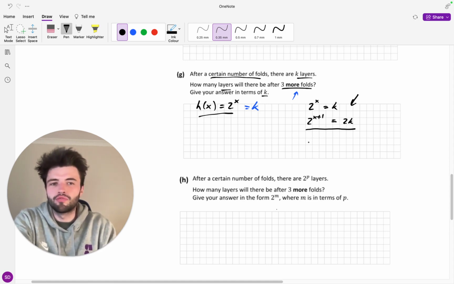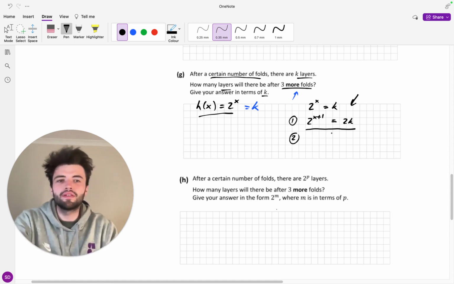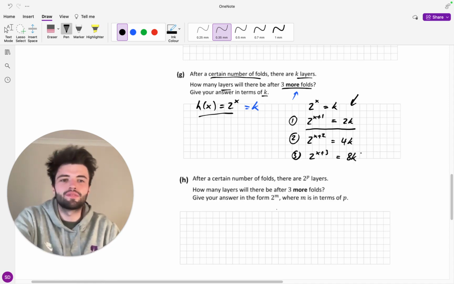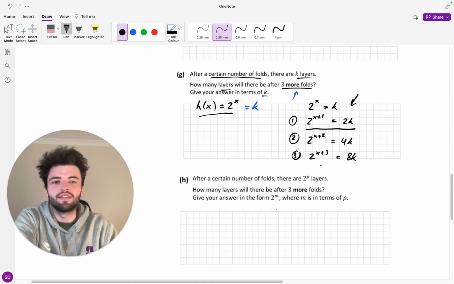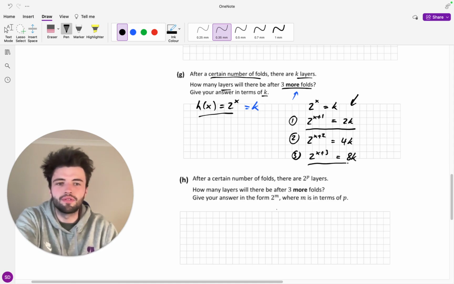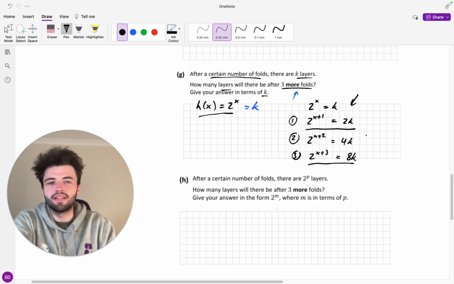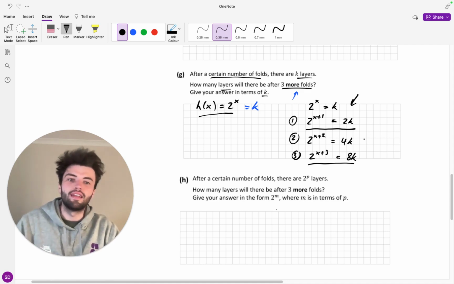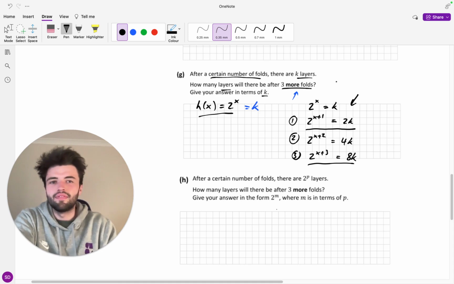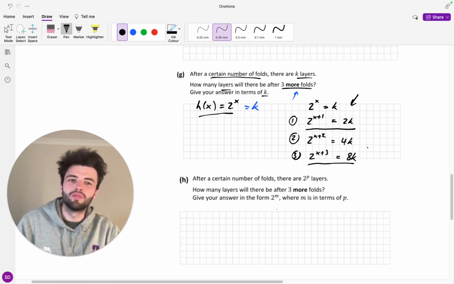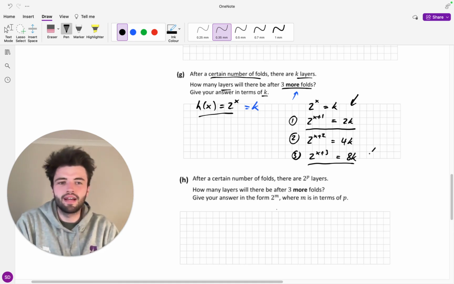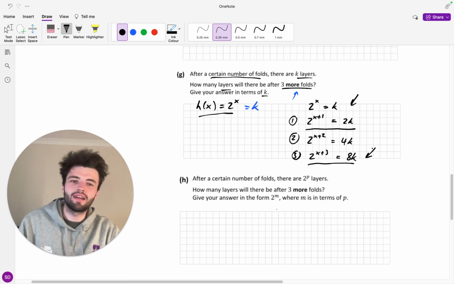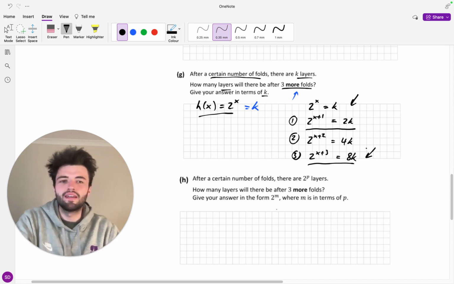So for after 3 more folds, we can simply continue this pattern. So we're going to have 2 to the power of x plus 2, which is equal to 4k, and then 2 to the power of x plus 3 is going to be equal to 8k. And so basically, if you take any number of layers and call it k, the result after 3 more folds is going to be that there's now 8k layers.